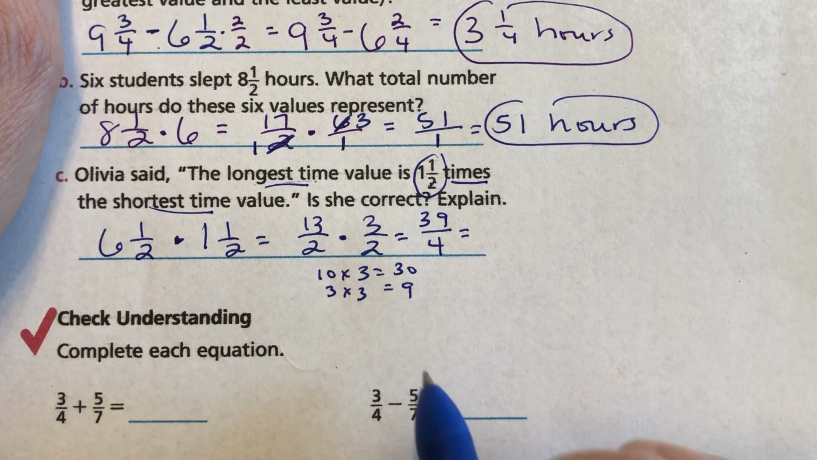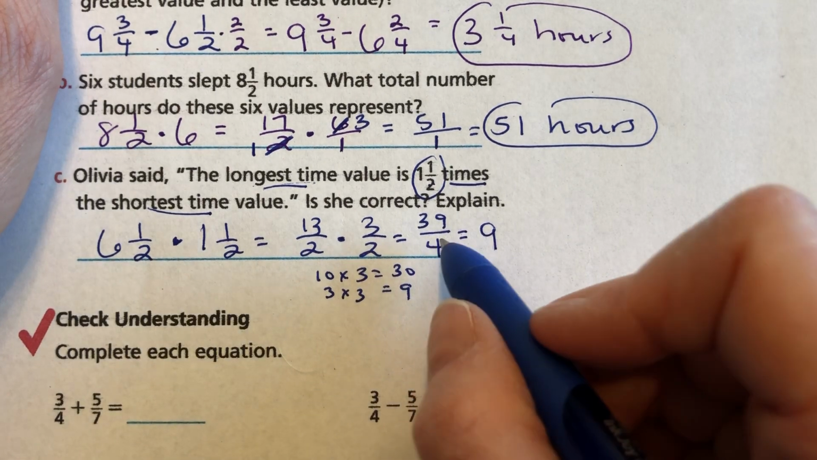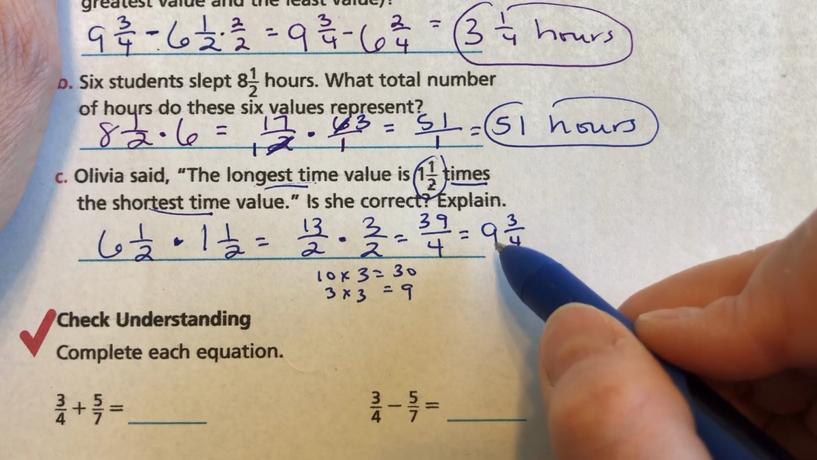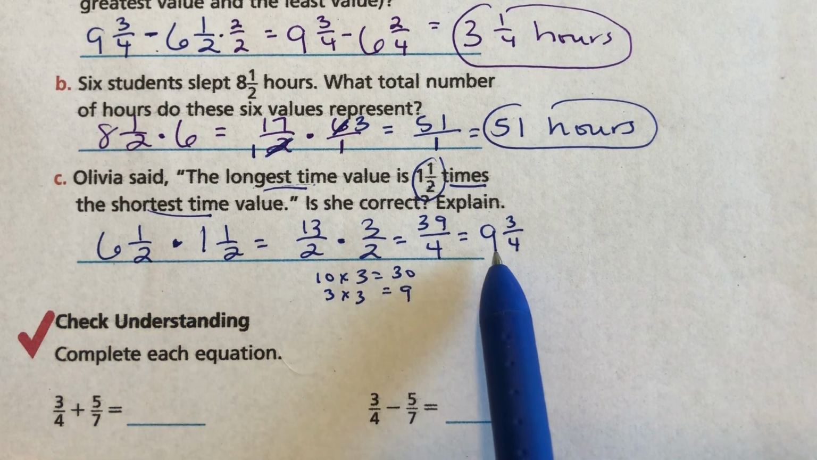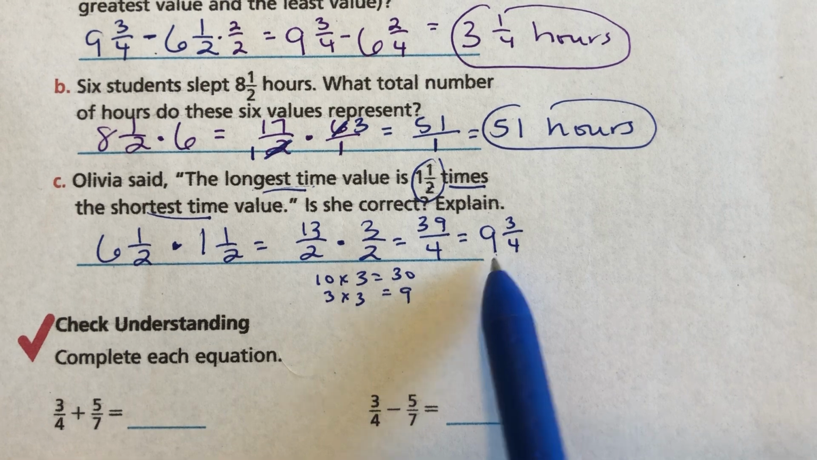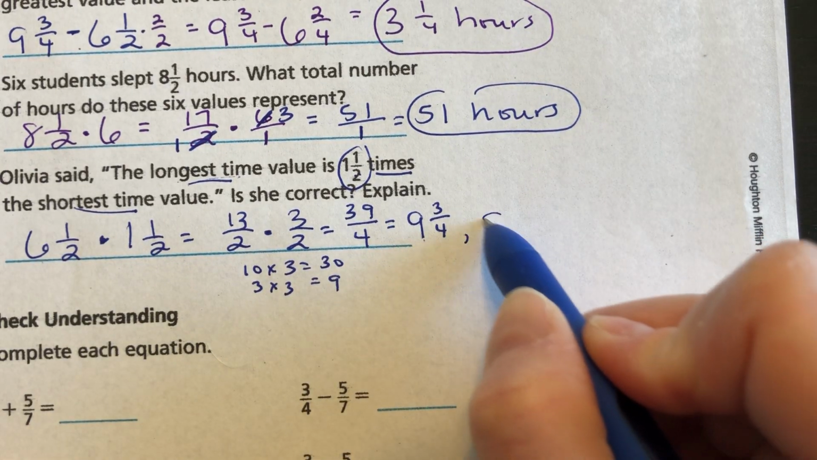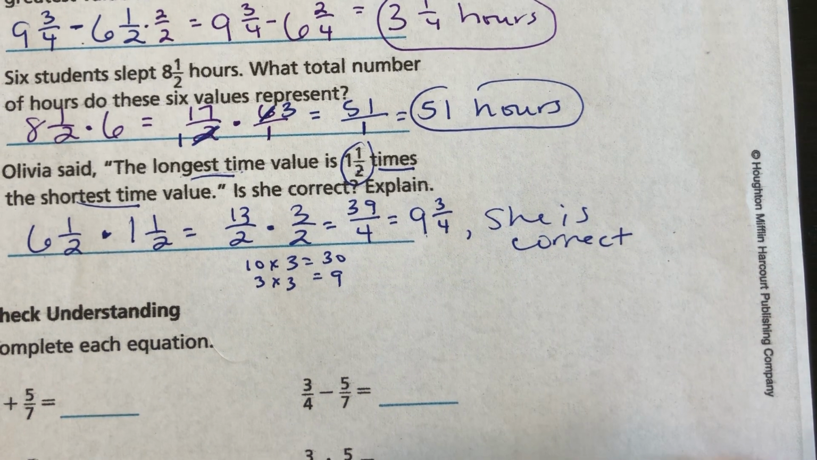4 times what gets me closest to 39? Well, 4 times 9 is 36, and 36 plus 3 is 39 out of 4. So Olivia was saying that if we took the lowest value times 1.5, we should get the highest value. And do we? We said we were trying to get 9 3/4, and we did. So yes, she is correct. Go, Olivia.